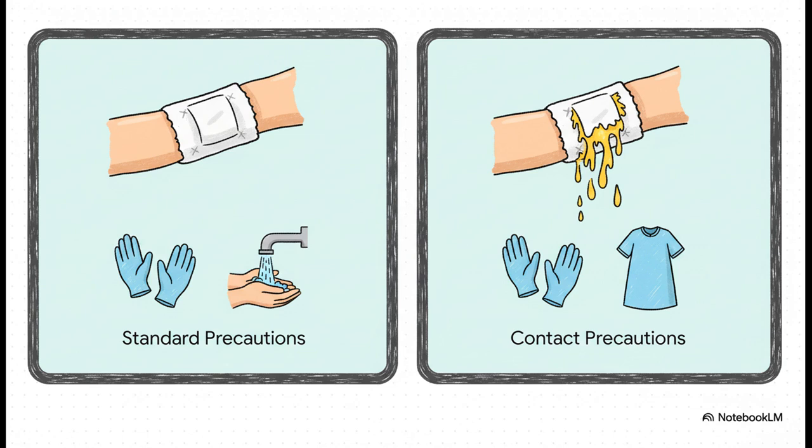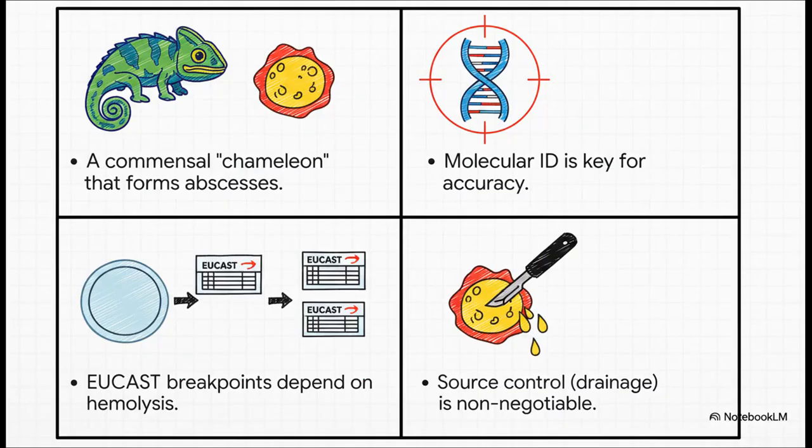It's that simple. All right, so let's boil this all down to the absolute must-know points. First, remember Streptococcus anginosus is a commensal chameleon that's an expert at forming abscesses. Second, for a truly accurate ID, molecular methods are your best friend. Third, for susceptibility testing, you have to use the right EUCAST table based on hemolysis. And finally, and most importantly, drainage first, always.